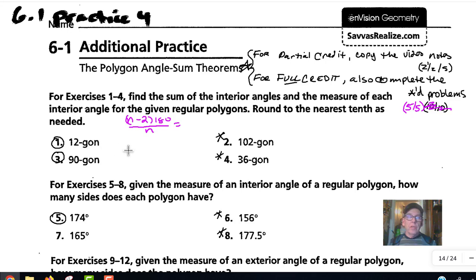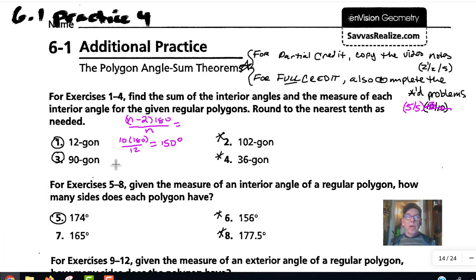So a 12-gon, 12 take away 2 is 10. 10 times 180 divided by 12 is going to give us the measure of the angle. 12 goes into 180 15 times, and 10 times 15 is 150. So each one of those angles is going to be 150 degrees.